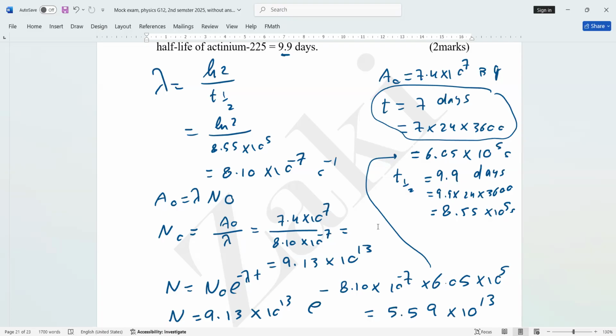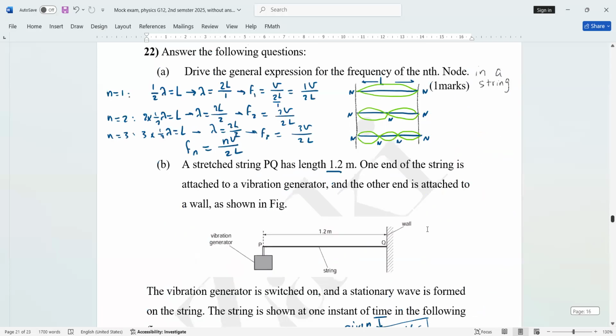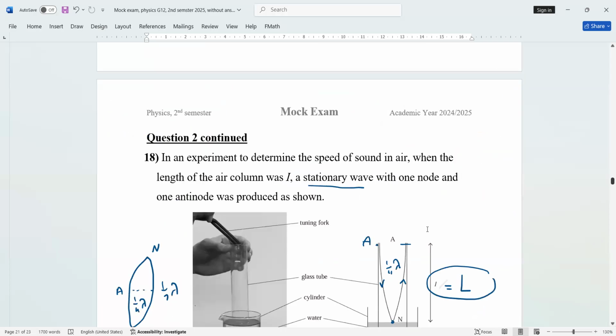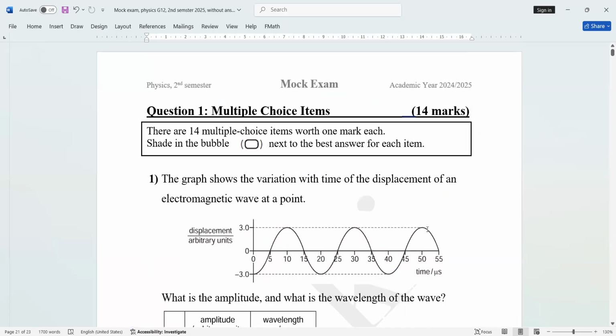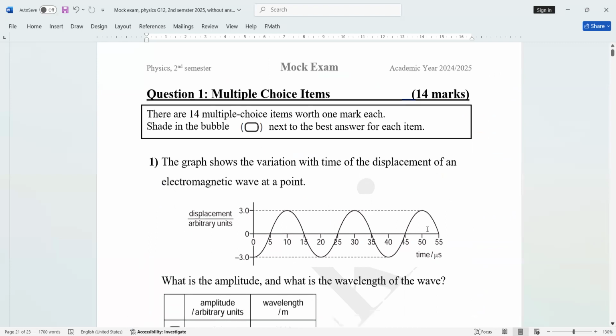Now we go back to the multiple choice. I give you the answers, and if you have any doubt, just send me on WhatsApp. Actually, I brought some difficult questions in multiple choice. The first question is easy. It's direct. If you solve it, it's easy.